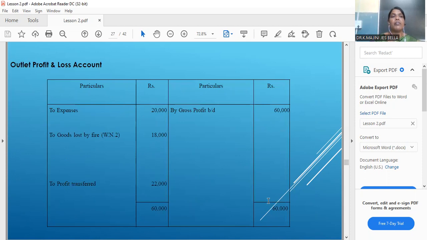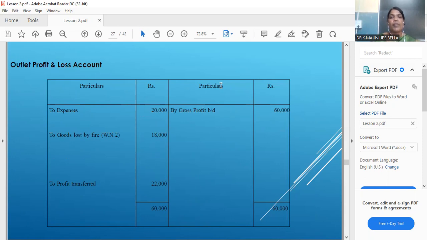Then we can find out the outlet profit and loss account. For this outlet profit and loss account, you put two columns in the debit side as well as two columns in the credit side. Okay, particulars column, then the amount column. The credit side also you should put particulars column as well as the amount column.